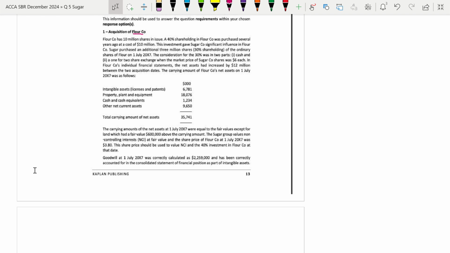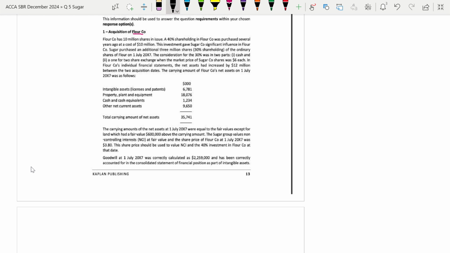Is it what they have mentioned? They have mentioned that Floor has 10 million shares in issue. And what they have done is an associate. A 40% shareholding in Floor was purchased several years ago.